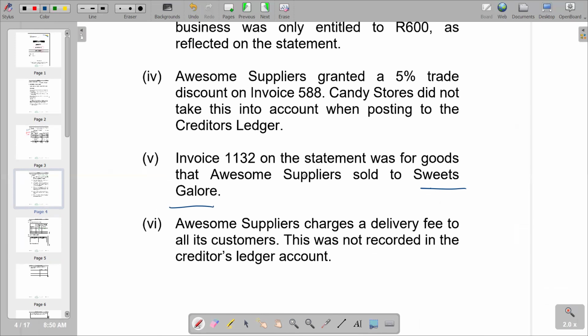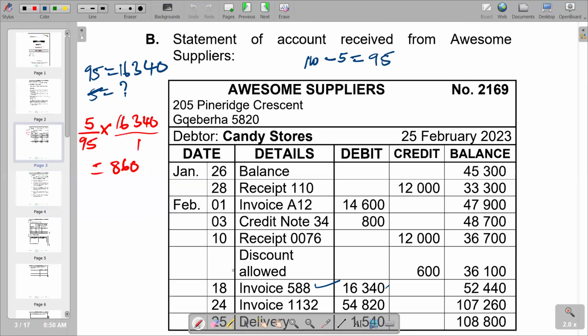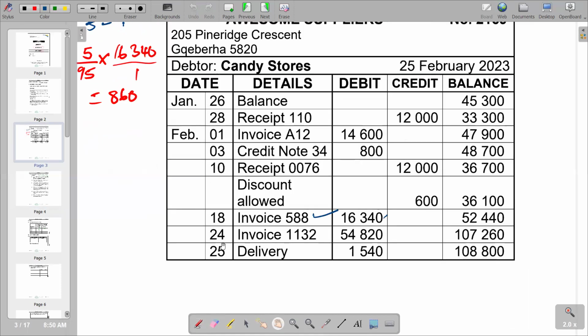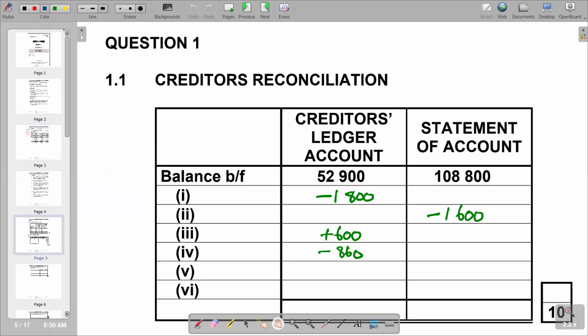So we refer to that invoice according to the statement that we are given. So we have that this invoice is 1132 for 54,820. So it has to be removed from the statement because it's not supposed to be there. So it's supposed to enter to the credit side. And we know that on the statement, when you enter the credit side, it's a subtraction. So subtract 54,820. So we come here, we adjust as such.